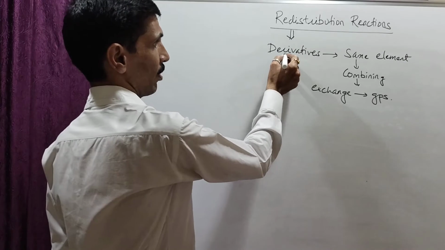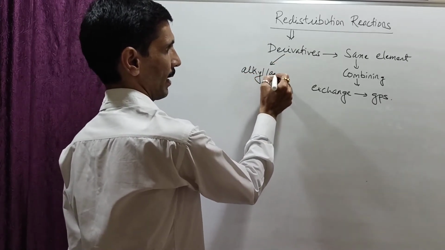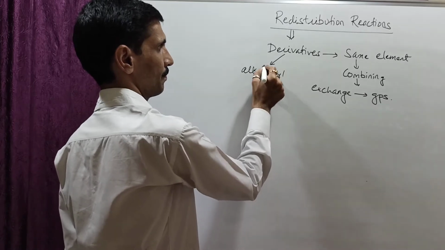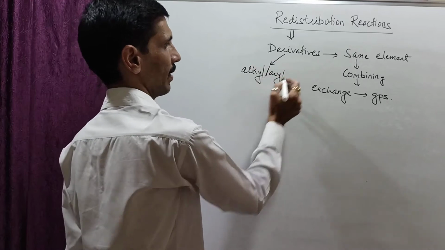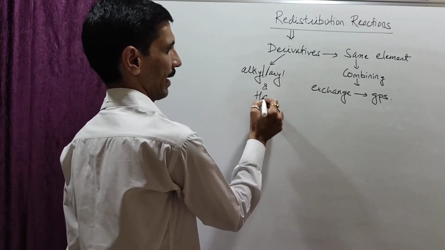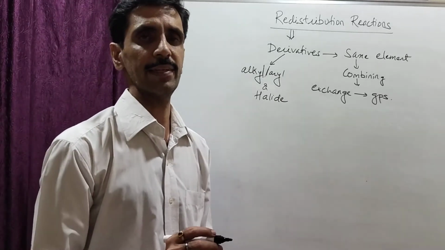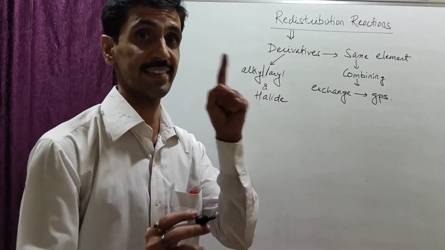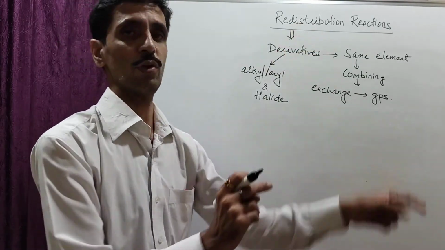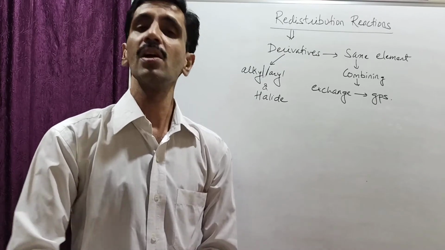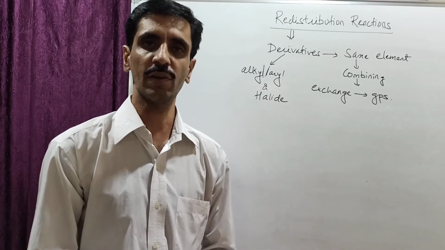Now, which derivatives do we talk about? We talk about alkyl or aryl, and the other one is going to be the halide. Okay, so we have an alkyl derivative and a halide derivative of the same element. Group exchange takes place, and that particular reaction is called what? Redistribution reaction. Not understood? No problem at all. I'll give you some examples so you understand this very well.